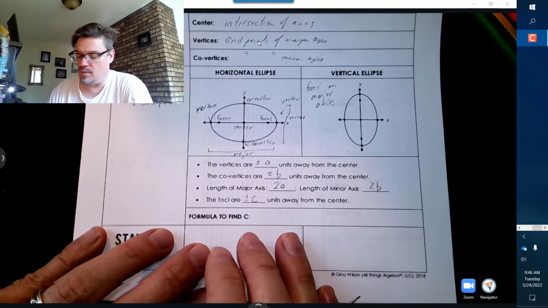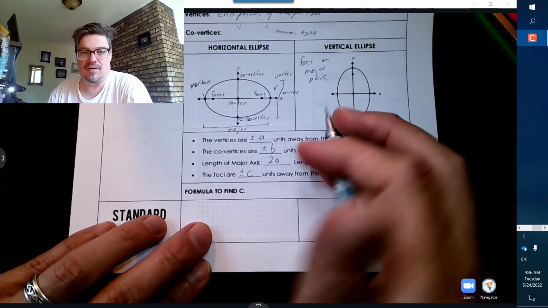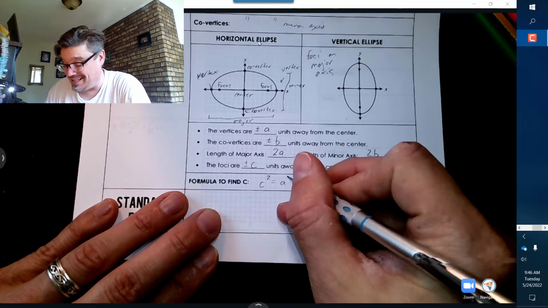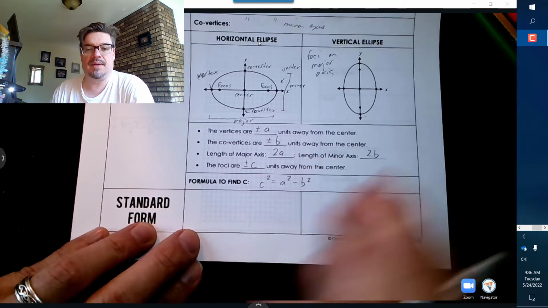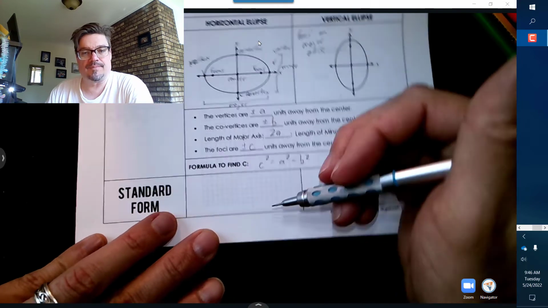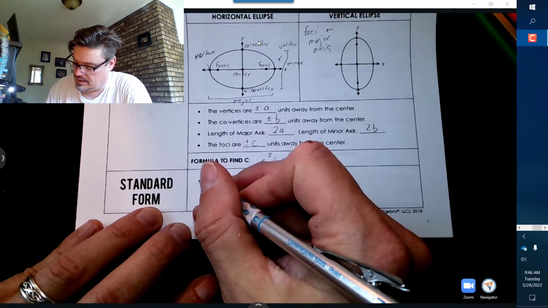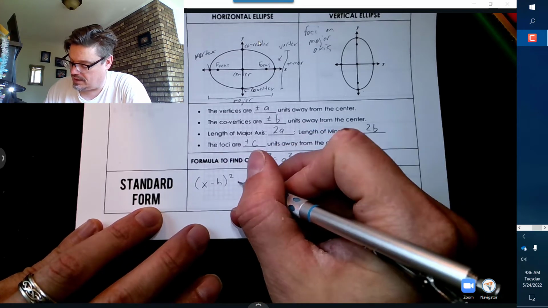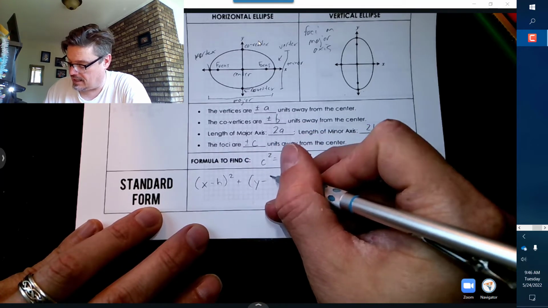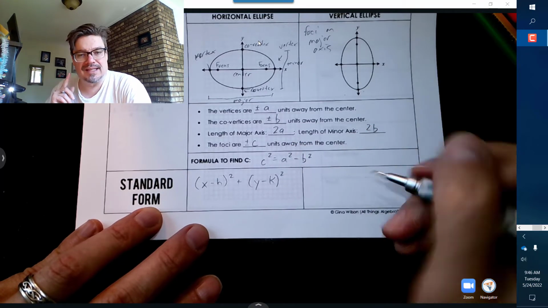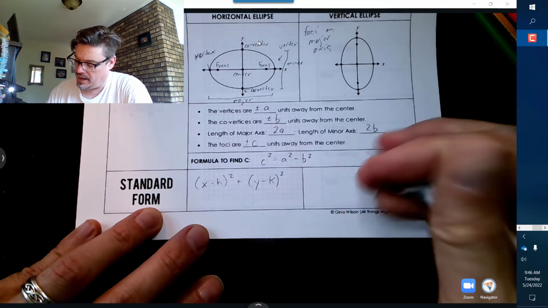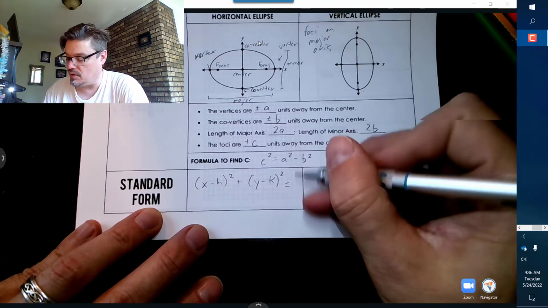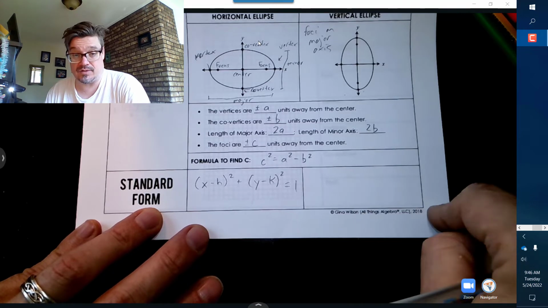Now the standard form. The formula to find C, this is the foci. This guy is C squared equals A squared minus B squared. Now, where do the A and B come from? Well, let's look at the form. What you got is an x minus h squared plus a y minus k squared. But here's where it's a little different. You are not going to equal some value here. It's not going to be r squared. It's actually going to be 1. It has to be 1.